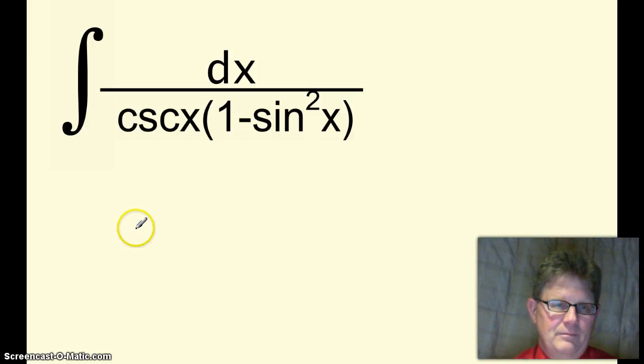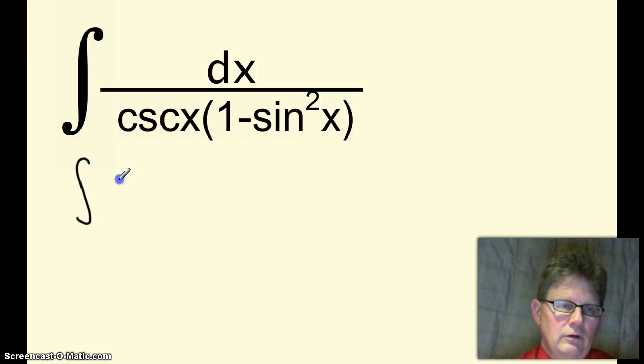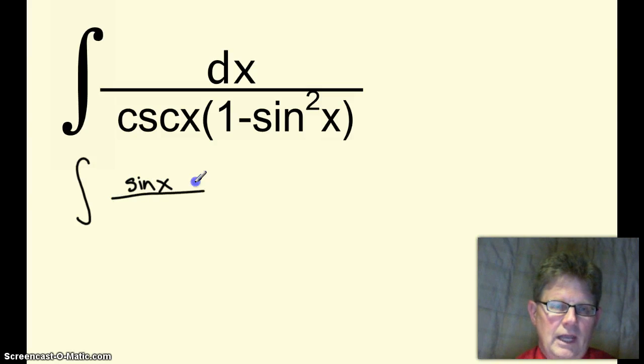Good luck with that. Alright, let's see if we can change this around a little bit. What's the reciprocal of cosecant? Good. So we've got the integral, and we'll move this up into the numerator as sine x. And everybody knows what 1 minus sine squared x is, right? Cosine squared x dx.